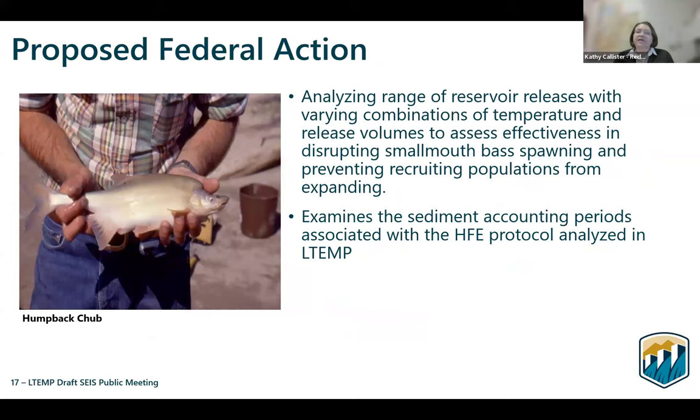All right, the proposed federal action is analyzing a range of reservoir releases with a varying combination of temperature and release volumes to assess the effectiveness in disrupting smallmouth bass spawning and to prevent recruitment populations from expanding. It is also examining the sediment accounting period associated with the HFP protocol already analyzed in LTEMP.